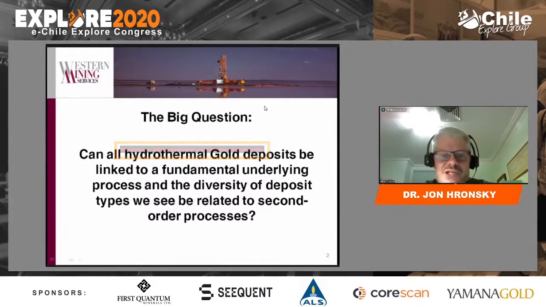Okay, so the big question that we ask ourselves as gold explorers is, can all hydrothermal gold deposits be linked to a fundamental underlying process, and the very great diversity of deposit types we see actually be related to second order processes, related to how these things manifest?